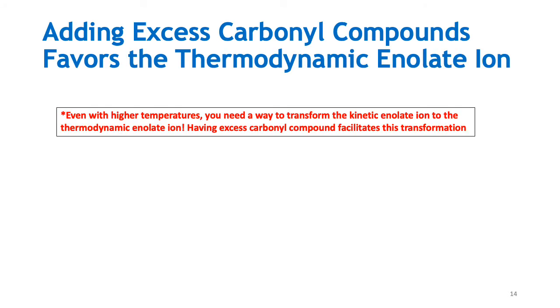Adding excess carbonyl compounds favors the thermodynamic enolate. So you may recall a couple slides ago I had mentioned that, and so I wanted to explain to you what the principle is behind this. It's kind of interesting. So let's say that you had this particular ketone. You have this H right here, and you have the CH3. It's the same ketone we've been working with. And let's say that you end up forming the kinetic enolate.